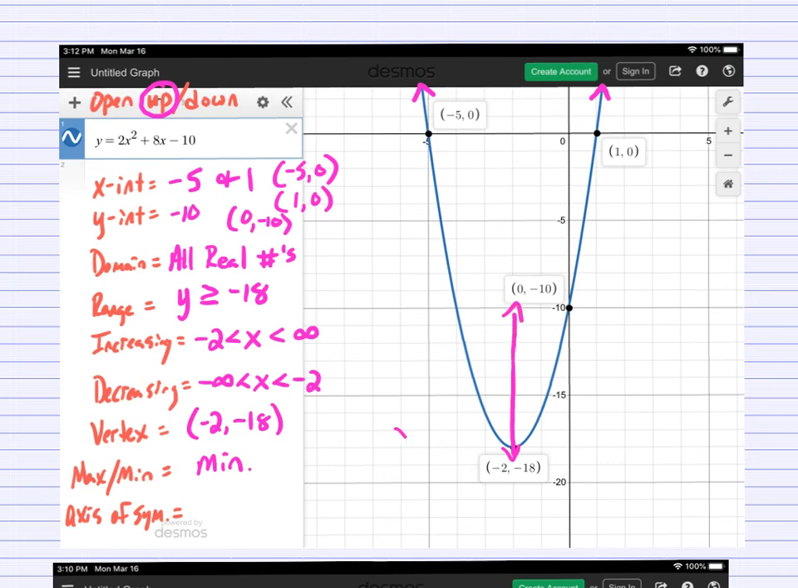And the equation would be x equals -2. And we know it's -2 because of that number. And because if I continued my line, it would cross right here at -2. So the axis of symmetry is x equals -2.